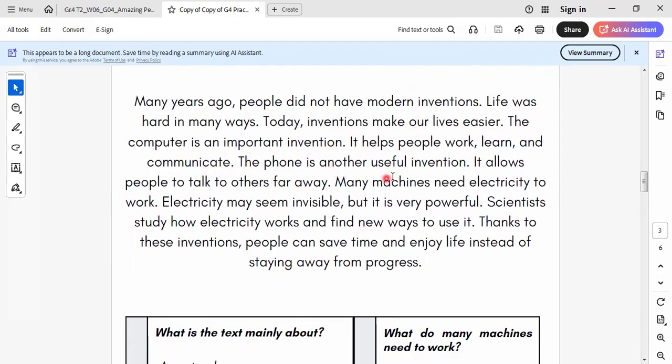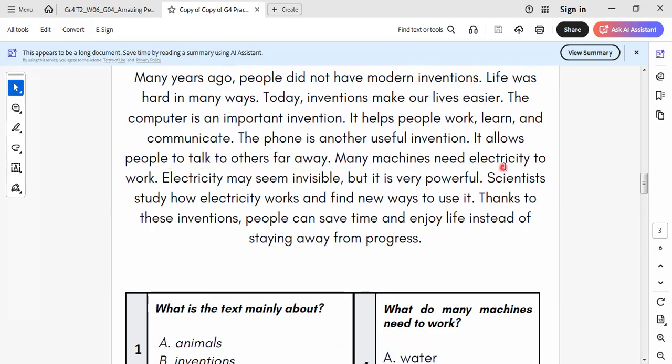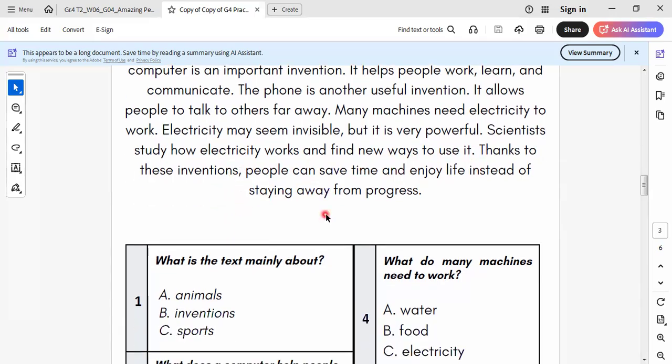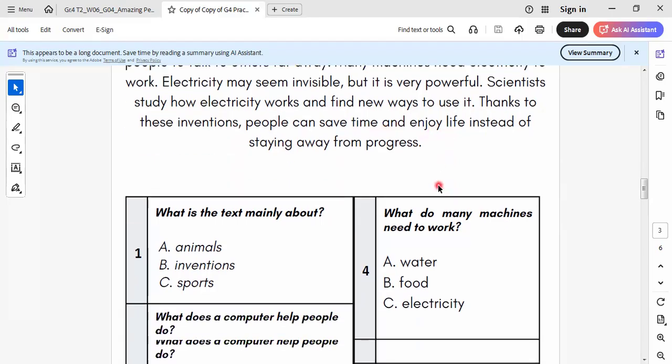The phone is another useful invention. It allows people to talk to others far away. Many machines need electricity to work. Electricity may seem invisible, but it's very powerful. Scientists study how electricity works and find new ways to use it. Thanks to these inventions, people can save time and enjoy life instead of staying away from progress.